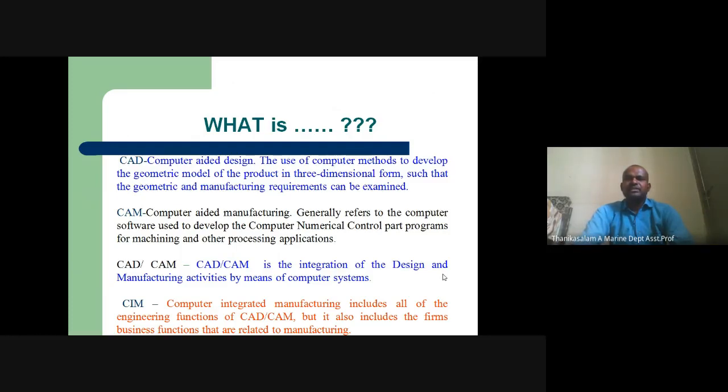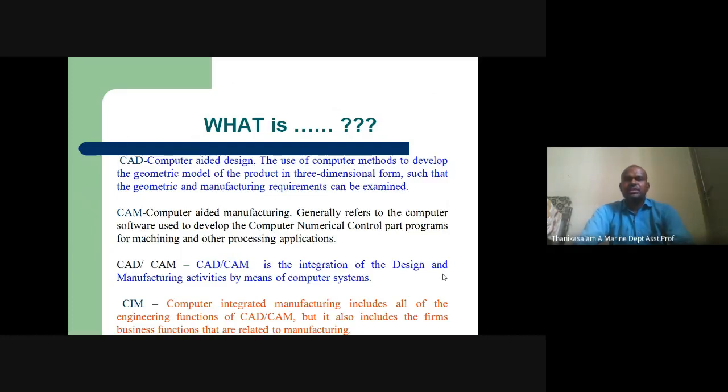Computer aided manufacturing generally refers to the computer software used to develop computer numerical control part programs for machining and other process applications. CAD CAM is an integration of design and manufacturing activity by means of computer systems. This is CAD CAM.